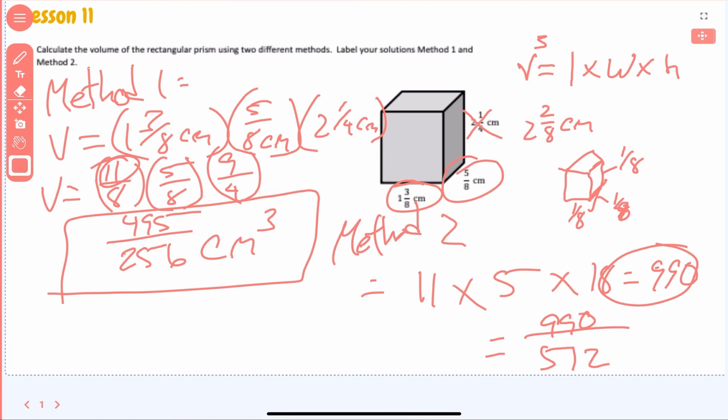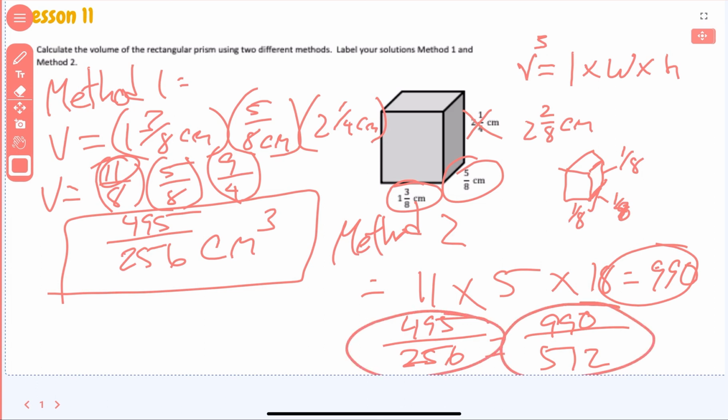Now look, this is equal to 495 if you divide it by 2. It'll reduce down to that. So we know that our answers are the same. This answer and this answer, of course, is equal to that. So we need to put centimeters cubed. To me, that's a lot more work. I would probably just do method 1, but if it asks for method 2, that's how. You'll find the common denominator and see how many of those little boxes we can put in there. Okay?